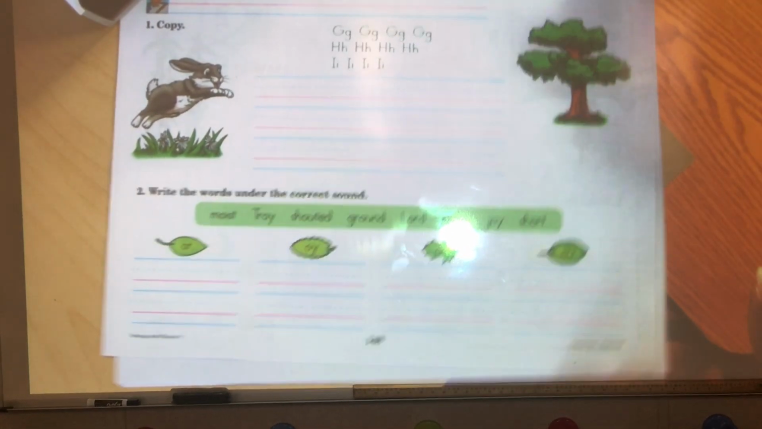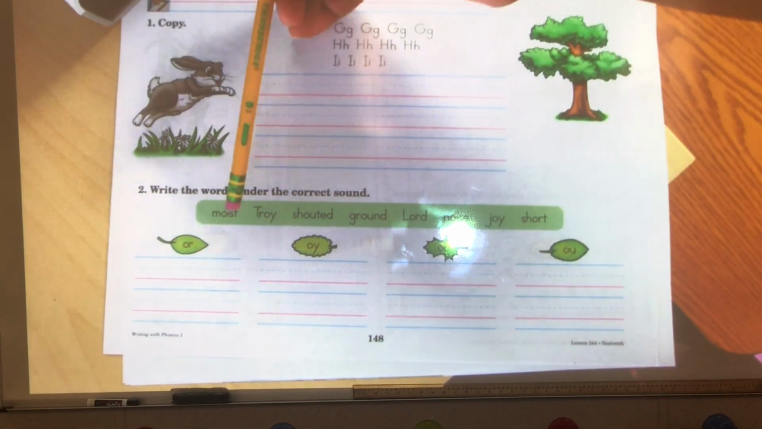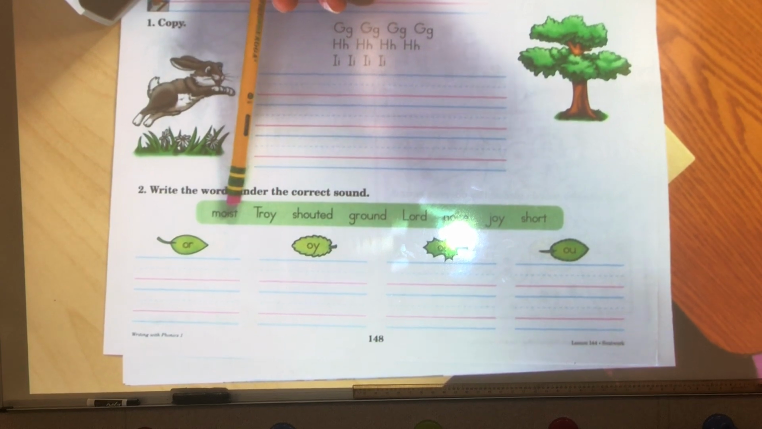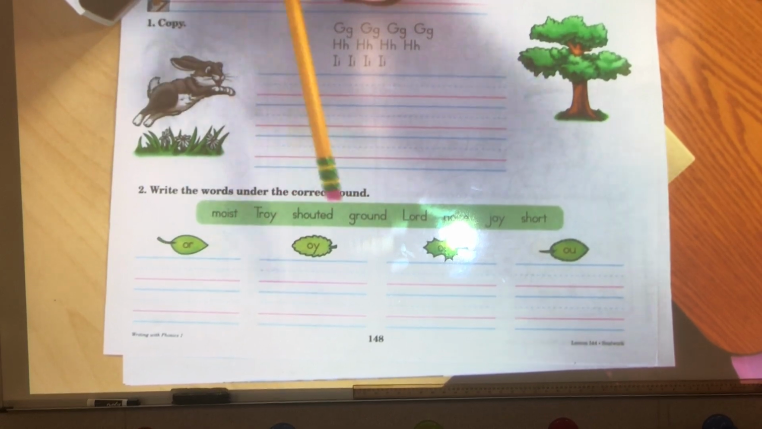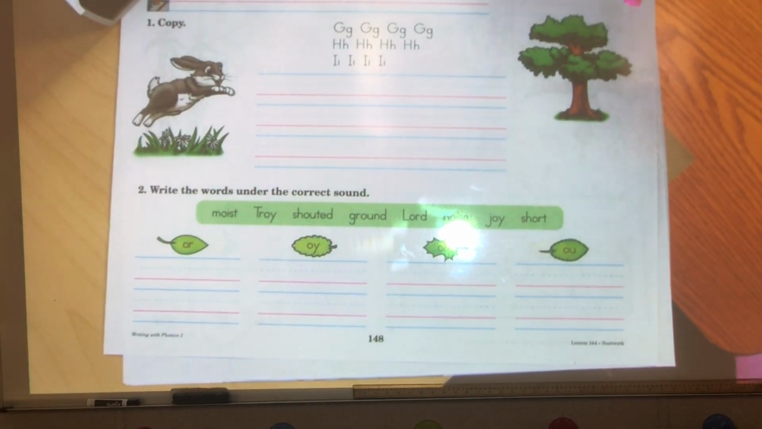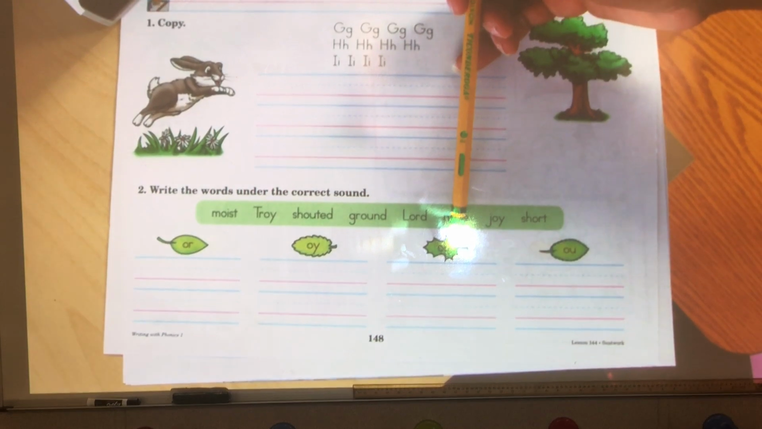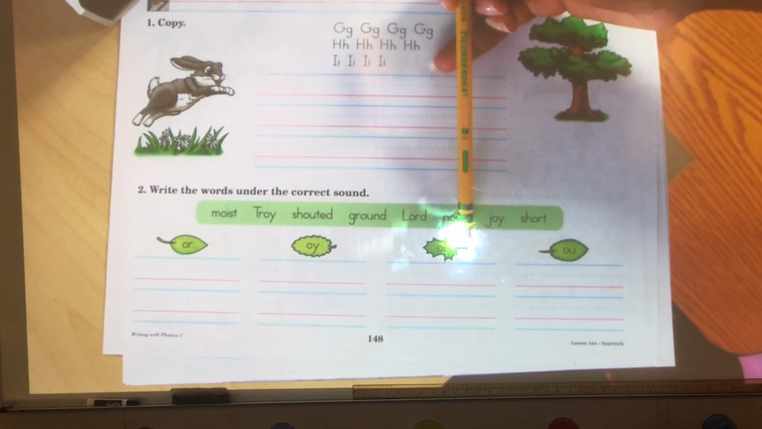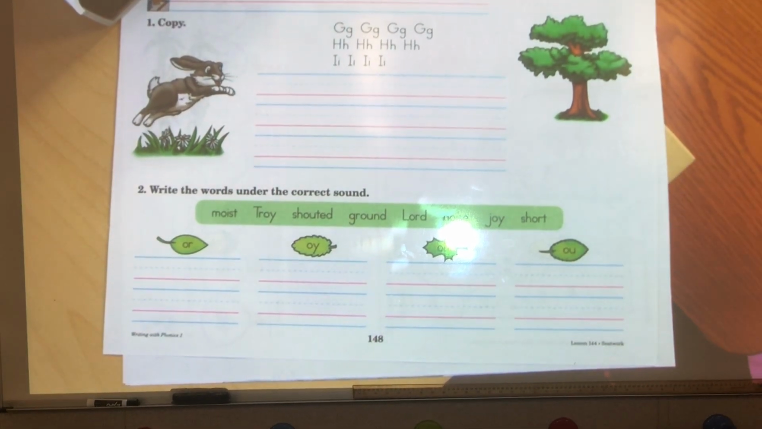So you need to make sure if one of your words has a special sound, you write it under its leaf. For example, the first word is moist. Moist has the oi in coin. So you will write moist on this line under oi. And you will do the rest like it.